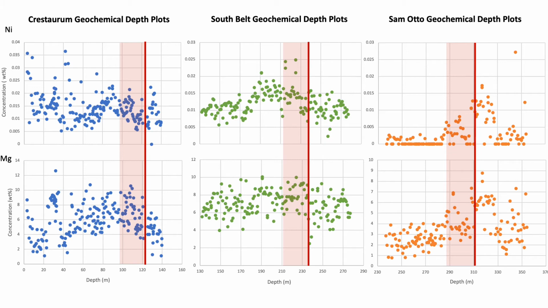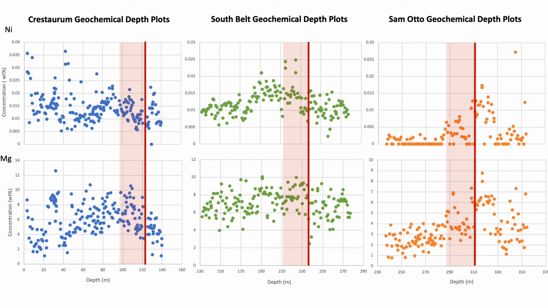Another thing I've done is I have marked the point of highest grade gold mineralization in each of the drill holes with a solid red line. I've also denoted where the shear is preceding the mineralization to see if these geochemical trends are seen even before there is a sign of shearing in the rock.